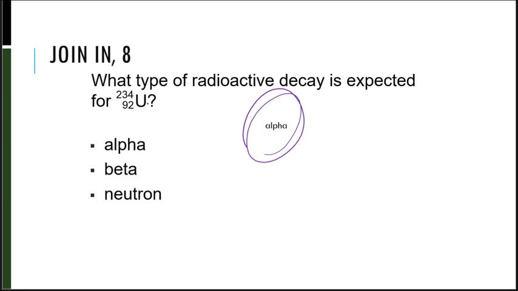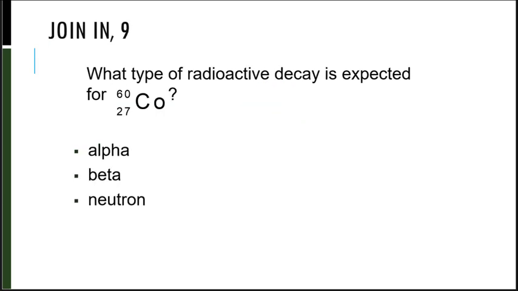Hopefully you said alpha decay. It has a very large atomic number, higher than bismuth, so alpha is most probable. Pause here.